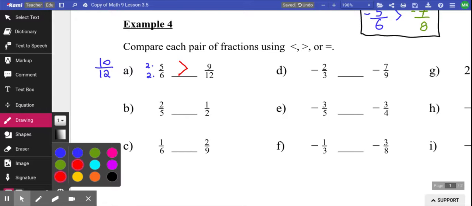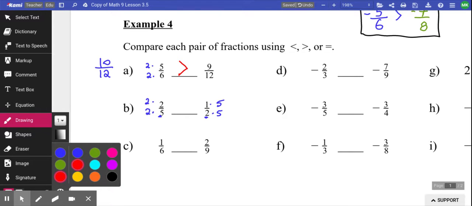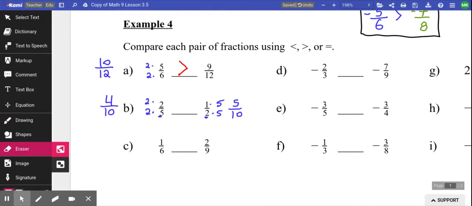If I look at B, if I want to get a common denominator, the common denominator between 5 and 10, or 5 and 2, would be 10. Therefore, I'm going to multiply this one by 2, this one by 5. To give me new fractions of 4 over 10 and 5 over 10. Those two fractions are easy to compare because they're both tenths. The bigger one would be 5 over 10. So the arrow would be opening up towards 5 over 10.